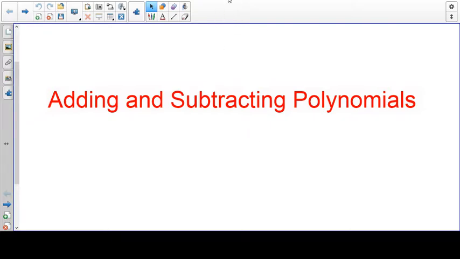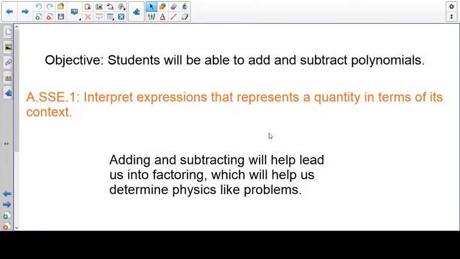Okay, so today we're going to go ahead and talk about adding and subtracting polynomials. The whole idea today is that once we learn how to add and subtract, we can do multiplying and dividing, which will eventually lead us into factoring. And why do we care about factoring? Because factoring helps us when we get to higher level mathematics like physics, calculus, and all that good jazz. So we need to understand the basic part before we can use it later on.